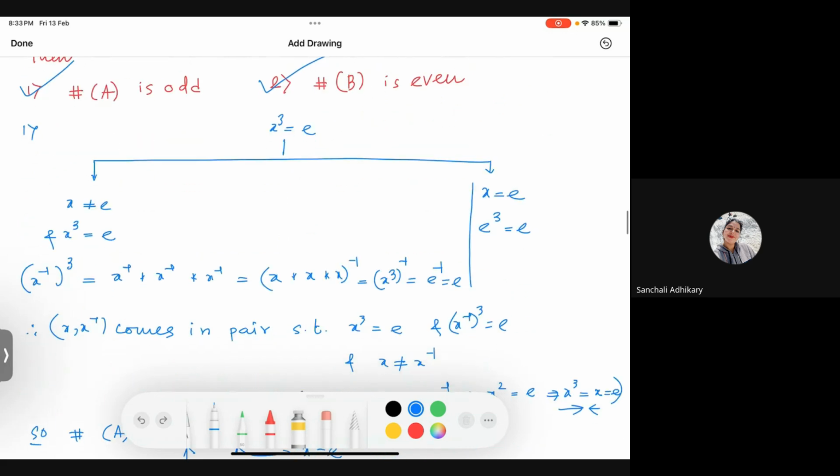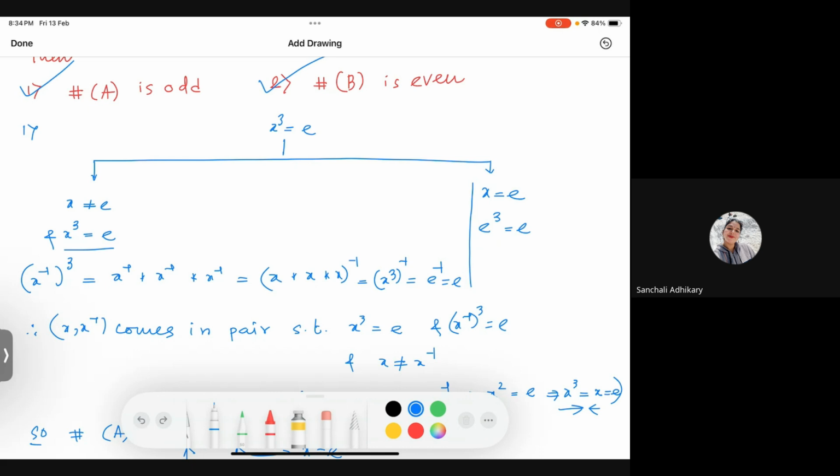So see, x cube is equal to identity. So there are two possibilities: x may be identity, or x may not be identity. If x is not identity and x cube is equal to identity, this is given, so x inverse cube is also identity.